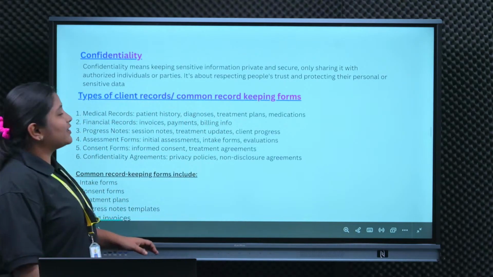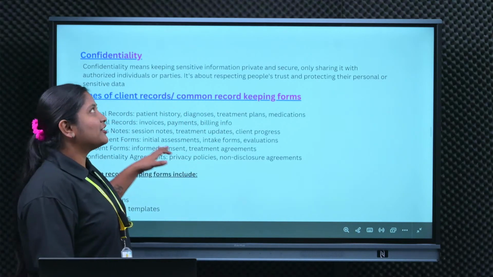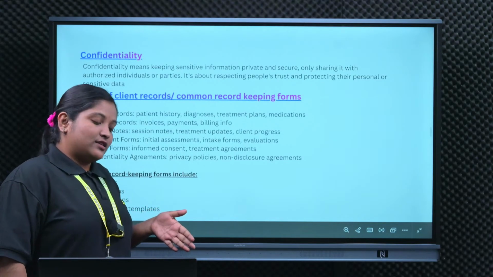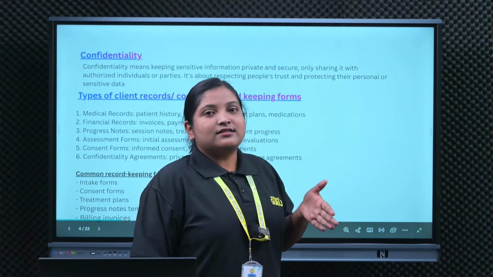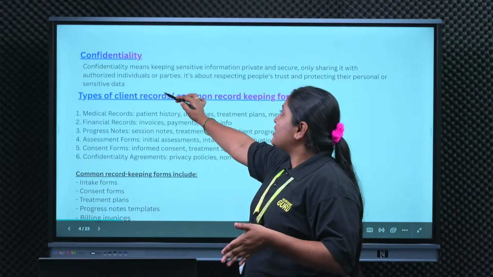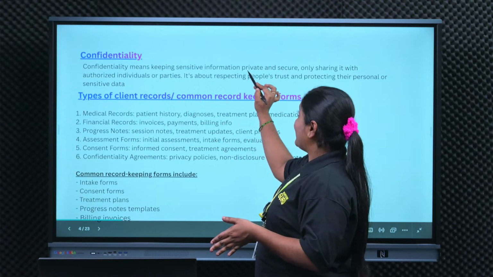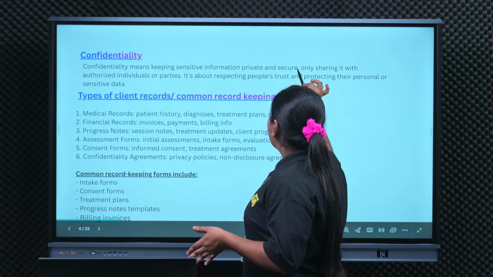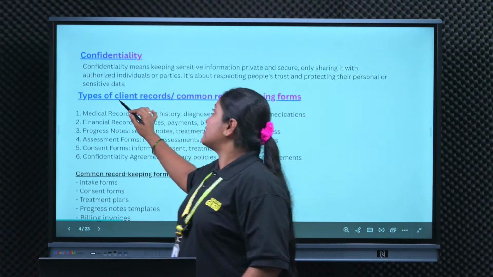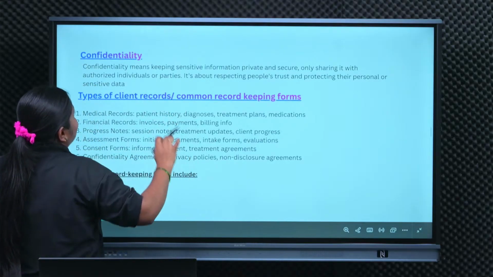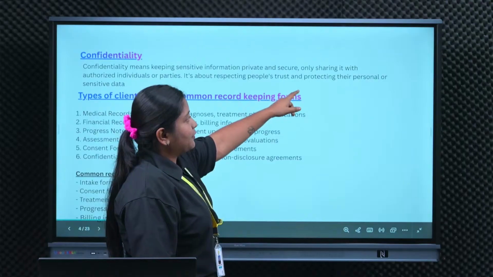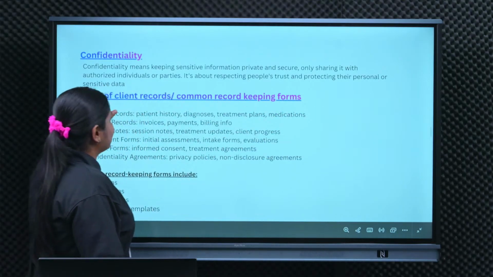So the next one is confidentiality. Confidentiality is one of the very important topics. So for this one I will give you an example. Listen students, when it comes to confidentiality, confidentiality means keeping sensitive information private and secure, only sharing it with authorized individuals or parties. It's about respecting people's trust and protecting their personal or sensitive data.